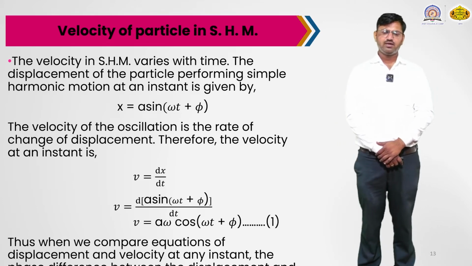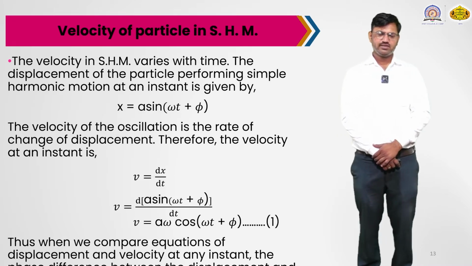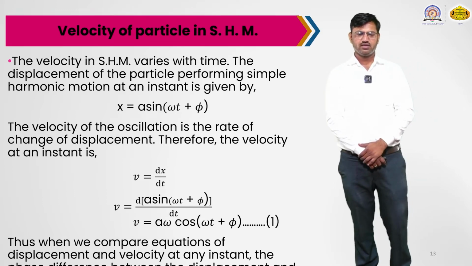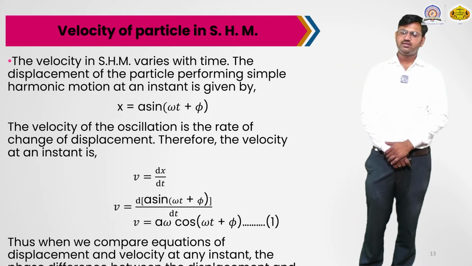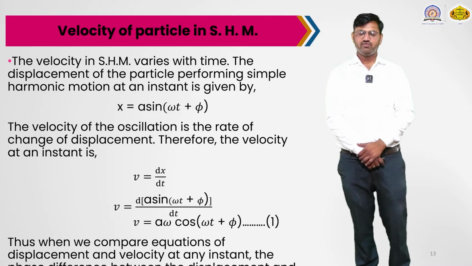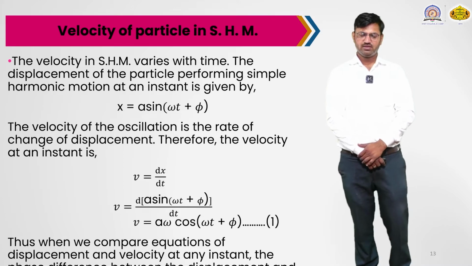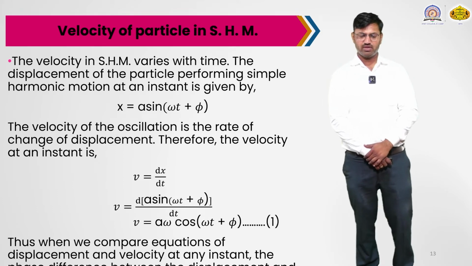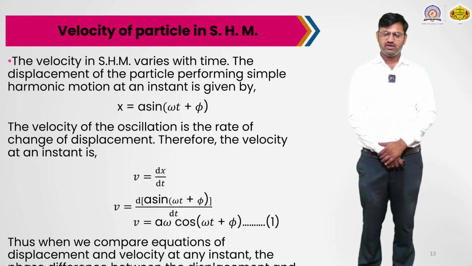The displacement of a particle performing simple harmonic motion at an instant is given by x is equal to a sin(omega t plus phi). The velocity of the oscillation is the rate of change of displacement. Therefore, the velocity at an instant is v is equal to dx upon dt. Substitute the value of x is equal to a sin(omega t plus phi) in the above equation. v is equal to d[a sin(omega t plus phi)] upon dt. Here a is a constant, so it comes out of the derivative.